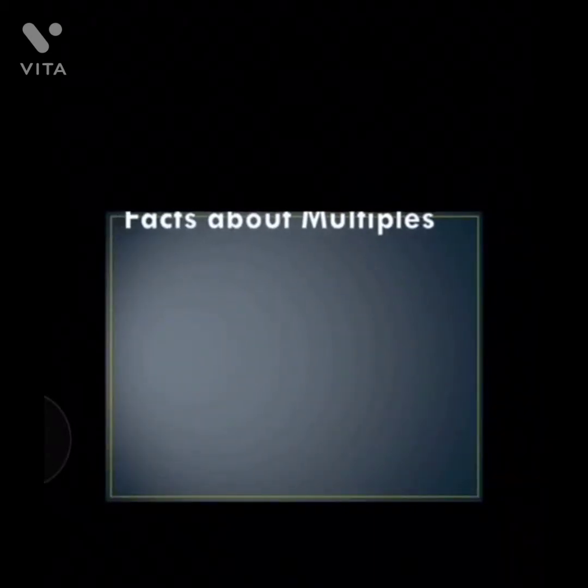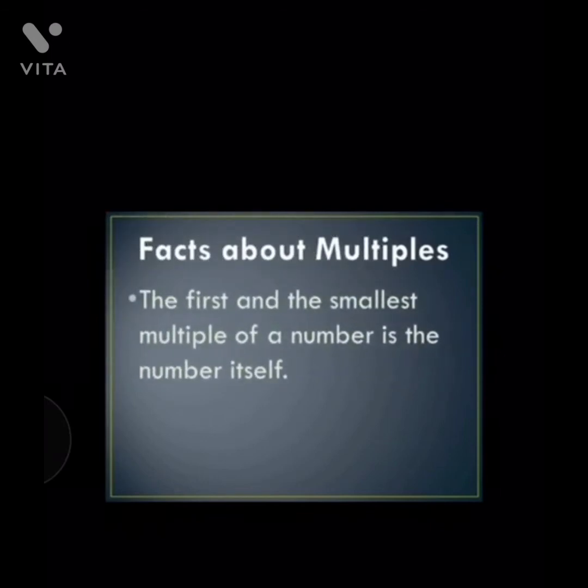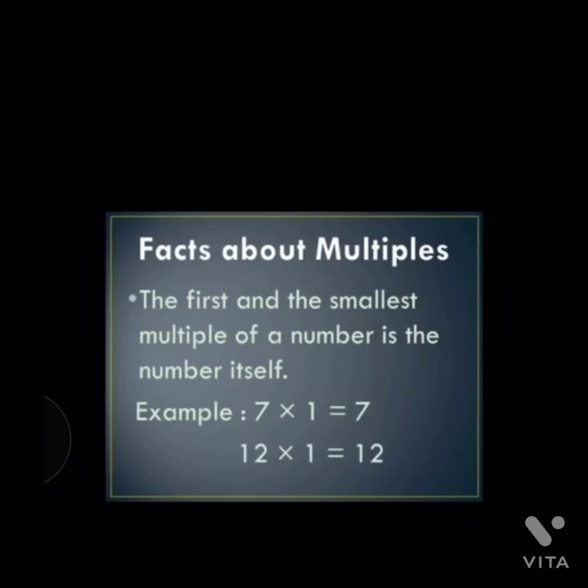Let's talk about the facts about multiples. The first fact says the first and the smallest multiple of a number is the number itself. Let's take an example. 7 multiplied by 1 gives you 7. 12 multiplied by 1 gives you 12. So, when you multiply any number by 1, the multiple you get is always the first and the smallest multiple. So, from the examples we conclude that the number itself is the smallest multiple.